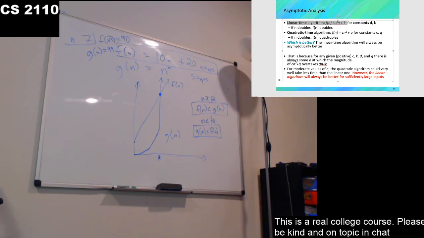That is, for f of n, if n doubles, runtime doubles. For g of n, if n doubles, runtime quadruples. So while it is true that when n is less than 12, g of n is smaller, we basically don't care. We don't consider that when analyzing these algorithms. We only worry about as n gets larger. Are there any questions on this graph?